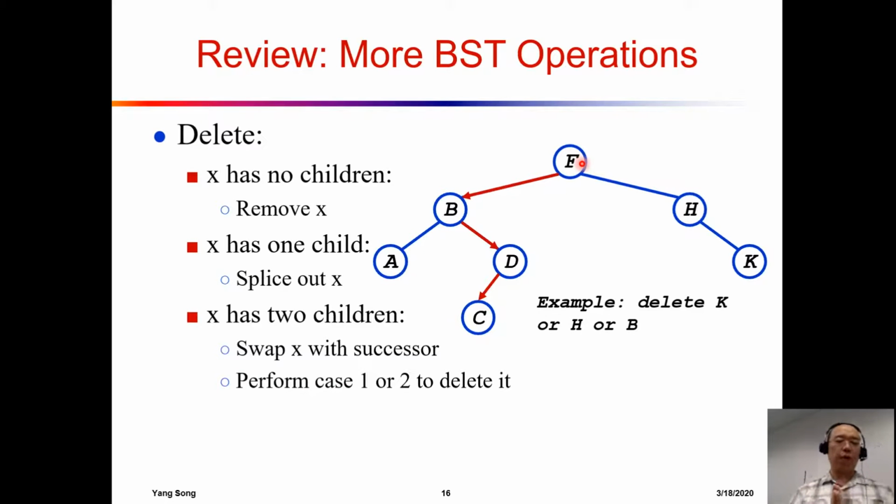So the next thing, the really hard part: if X has two children. If X has two children, we want to swap X with the successor. After we swap X with the successor, X will be at the new location, and then we delete X at the new location. One example is if you want to delete B. B has both children. So how should we delete it?